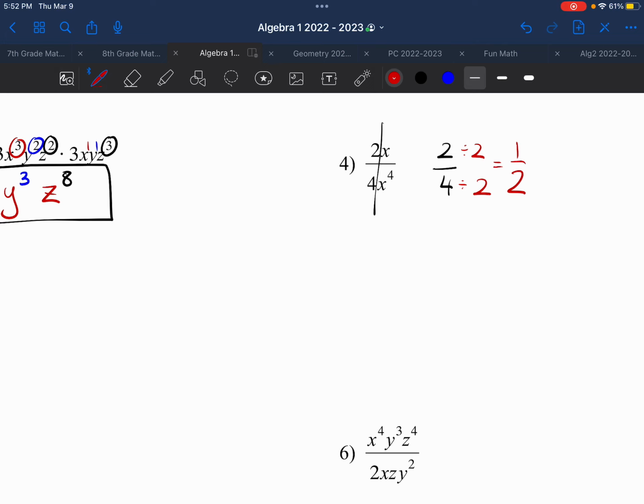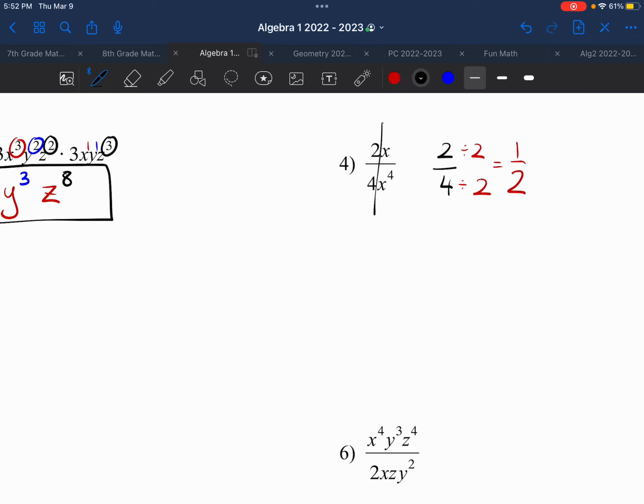The second problem is, how do I deal with this x over x to the power of 4? Well, the first thing you have to remember is when you don't have any power up here, you assume that the power is 1. The next thing that you do is you say, okay, well, which of these has more x's? Which of them has a higher positive power? And you say, okay, well, the bottom does. So that's where the answer is going to live.